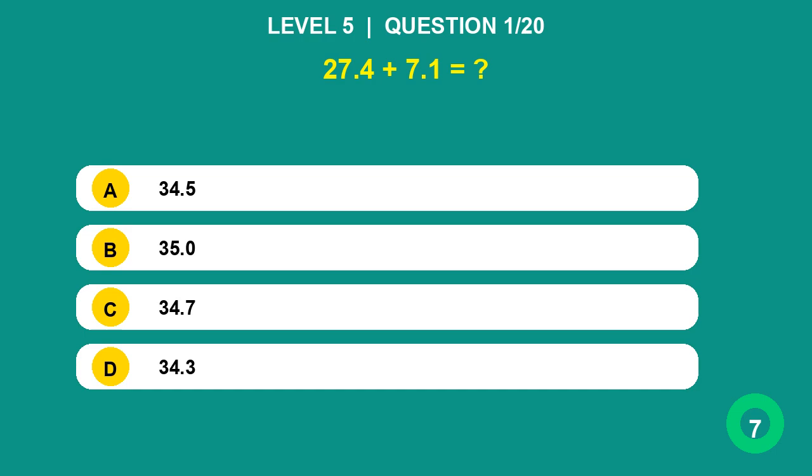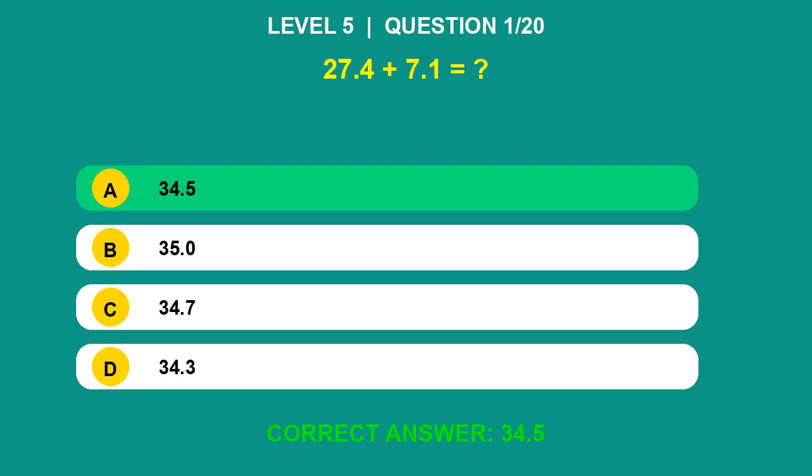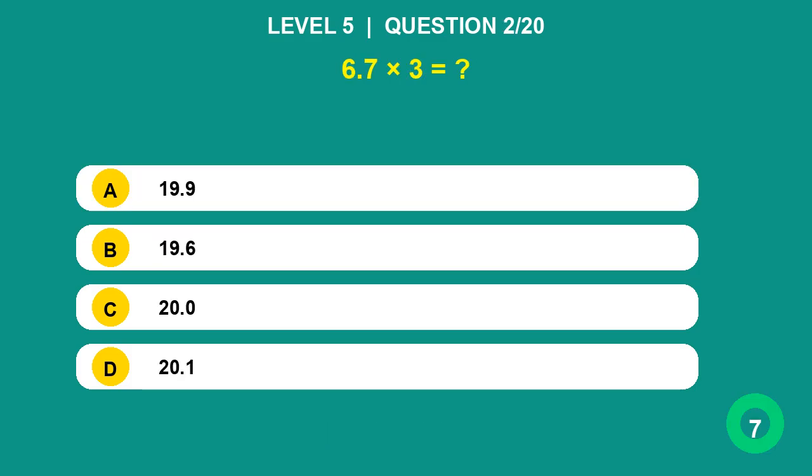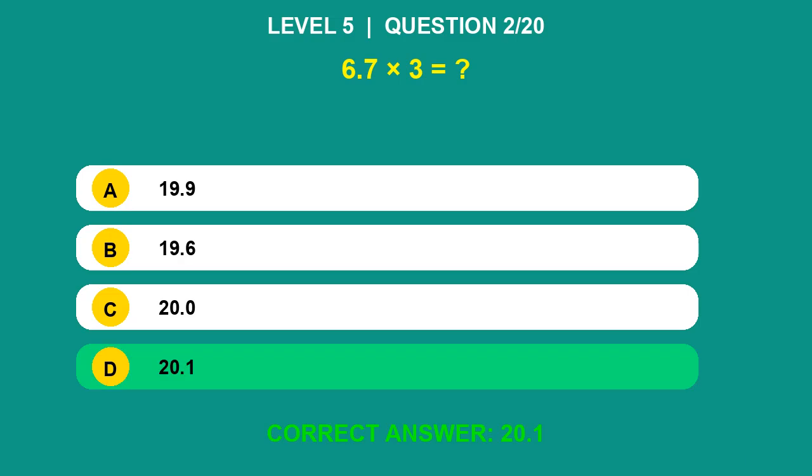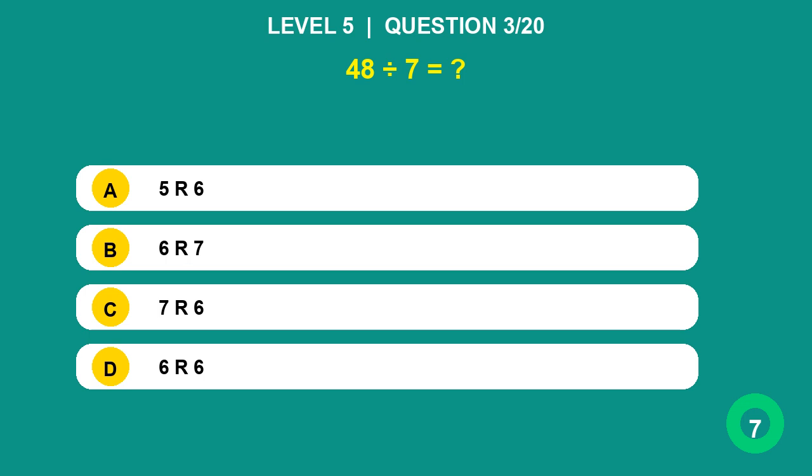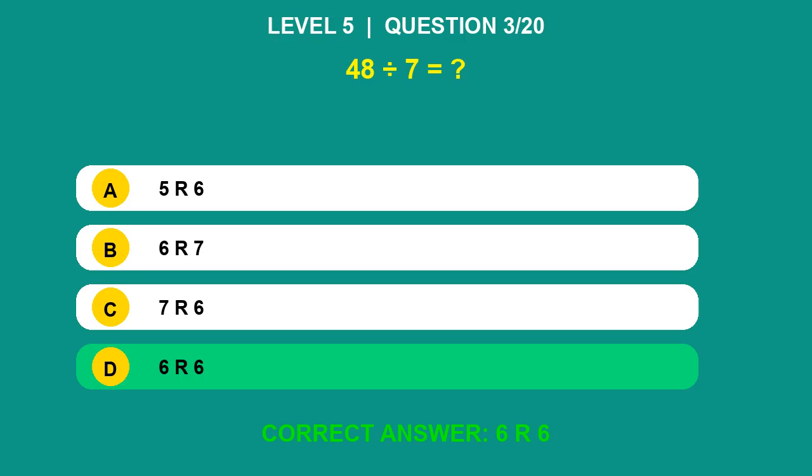27.4 plus 7.1 equals? Answer is 34.5. 6.7 times 3 equals? Answer is 20.1. 48 divided by 7 equals? Answer is 6 or 6.